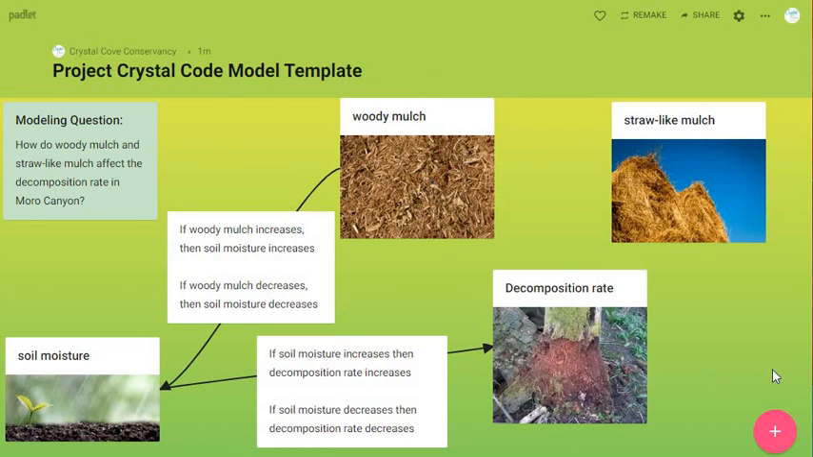So that's it. Go ahead and play with your model and see how those changes to the ecosystem might affect decomposition rate by following your conditionals. Make sure to test the relationship of both kinds of mulch, as well as 2 or 3 other factors in the environment that are not directly connected to decomposition rate.